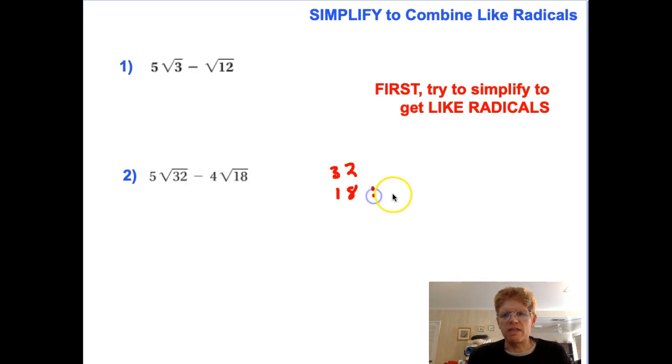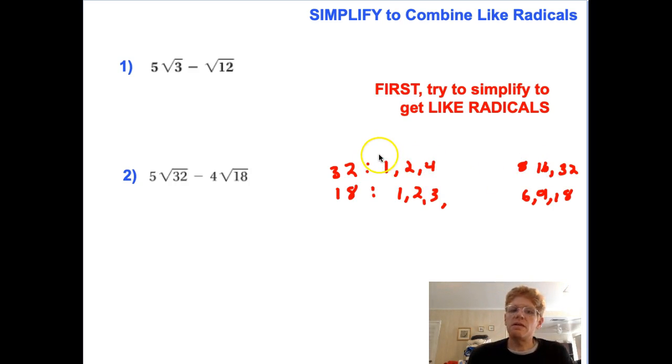The factors of 18 are pretty easy. 1 and 18, 2 and 9, 3 and 6. And we're good. The factors of 32 are 1 and 32, 2 and 16, 4 and 8. I believe that's it. So what are our common factors? Can we find any perfect square factors that would help us out?